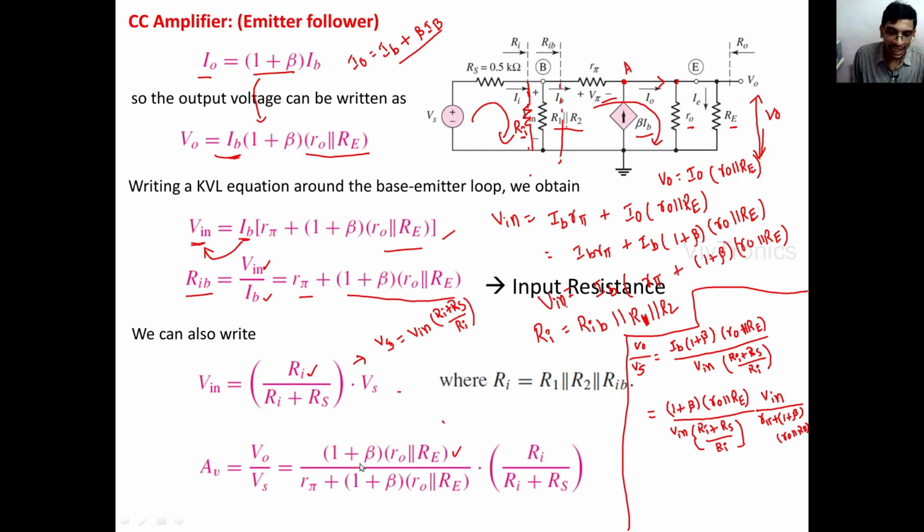In this equation, I am going to assume the value of R pi is very small, hence it is neglected, because 1 plus beta into R naught parallel Re is very much greater than R pi. Therefore we can cancel the numerator and denominator, because they are the same terms. And here also the source resistance Rs is very much smaller than the input resistance Ri. Therefore Rs is neglected, and Ri and Ri get cancelled. Therefore the voltage gain is approximately equal to 1.